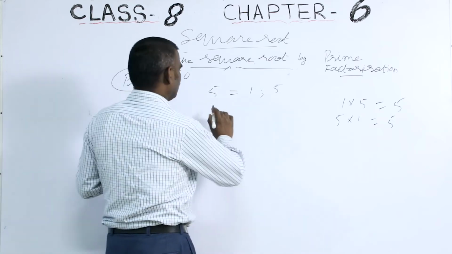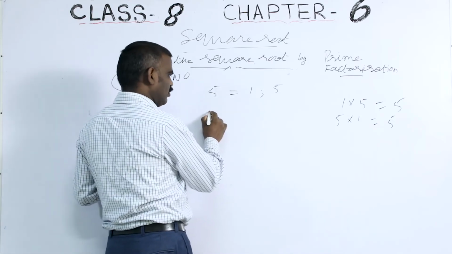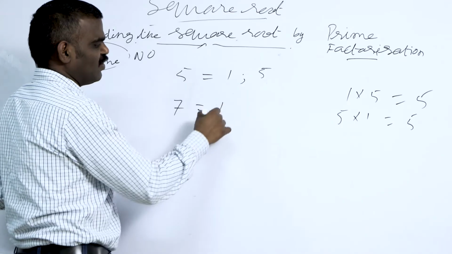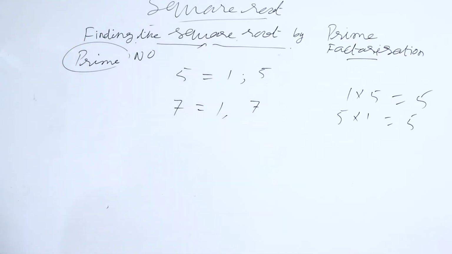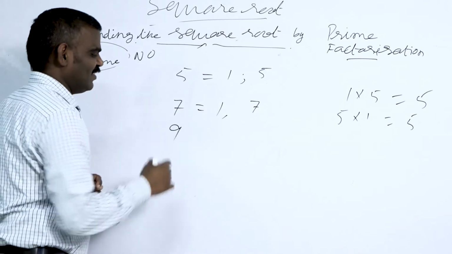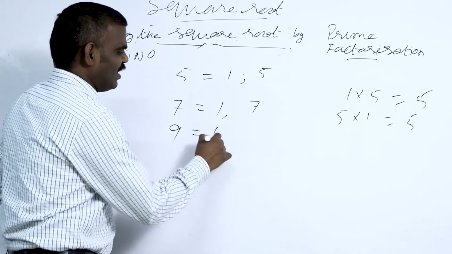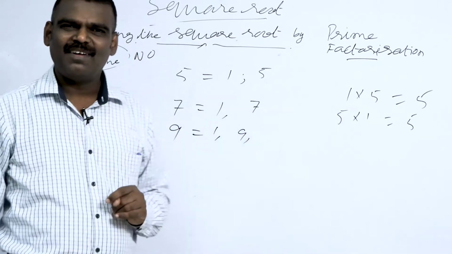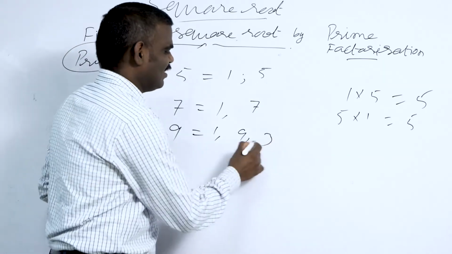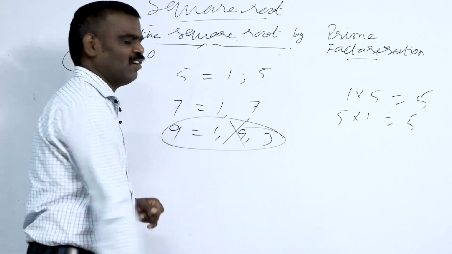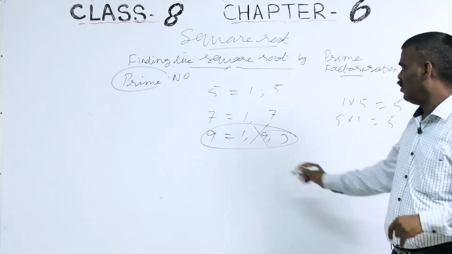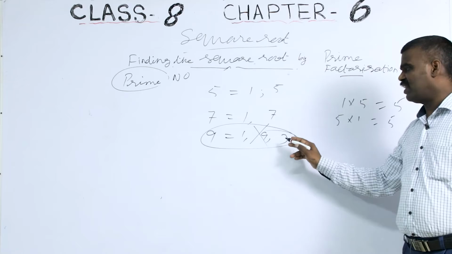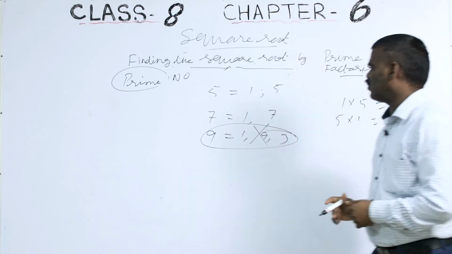Yes, 7. 1 can divide, 7 can divide. Am I right? Now immediately you may say, sir, 9 also. Yes, 1 can divide, 9 can divide, 3 also can divide. So 9 is not a prime number because 1 can divide, 9 can divide, 3 can, more than 2 factors.